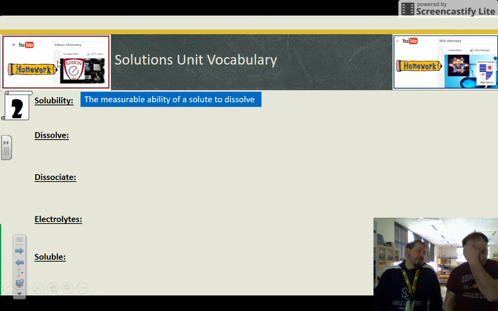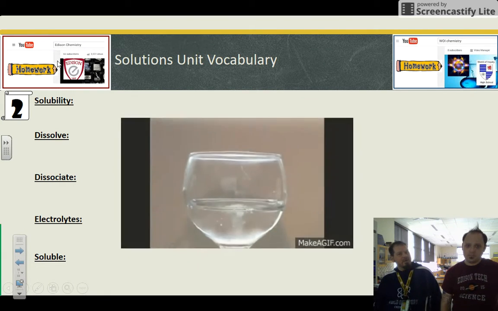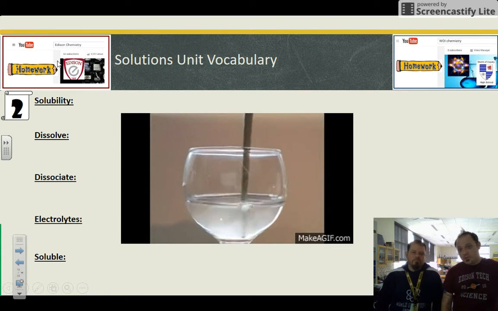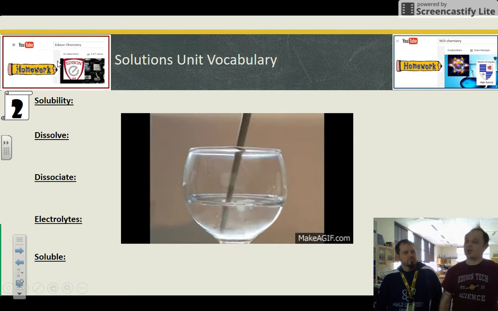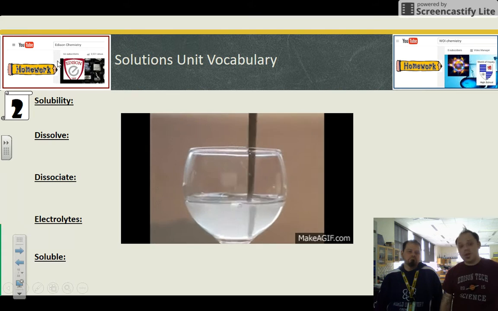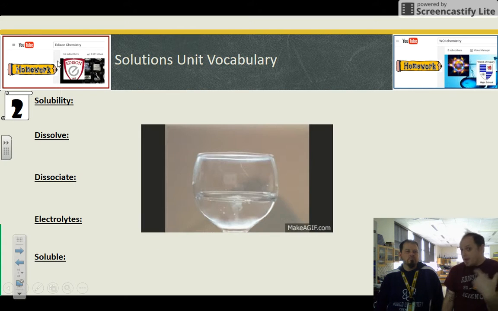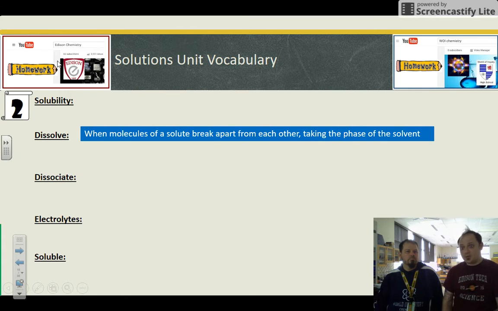Some dissolve better than others, especially at different temperatures. And speaking of dissolving, what does that mean? There's a picture of some dissolving going on there. It looks like we've put a little sugar or some white powder into water. Dissolve means to be able to dissolve into the solvent.